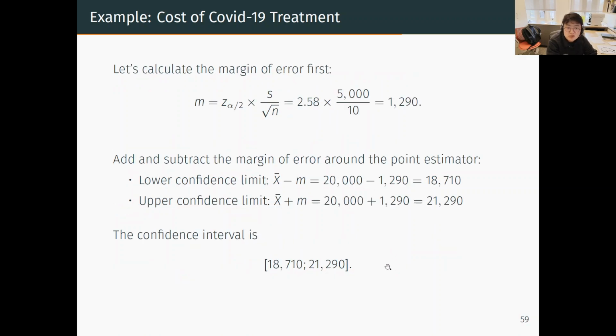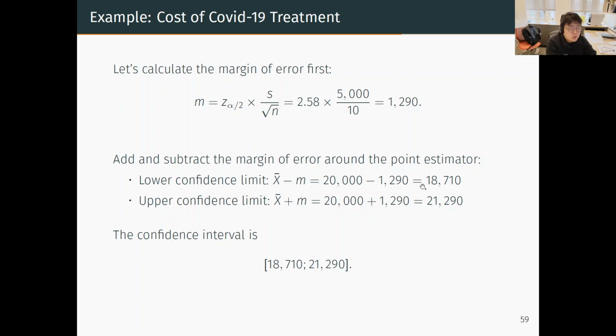So pretty quickly, we get the margin of error. Margin of error is $1,290. So in other words, this much standard deviation multiplied by the standard normal value is the margin of error. You have to subtract and add this number to the point estimator. Point estimator is 20,000, based on the sample. The sample average is the best estimator for the true mean, but it can be wrong. So we allow plus minus this much.